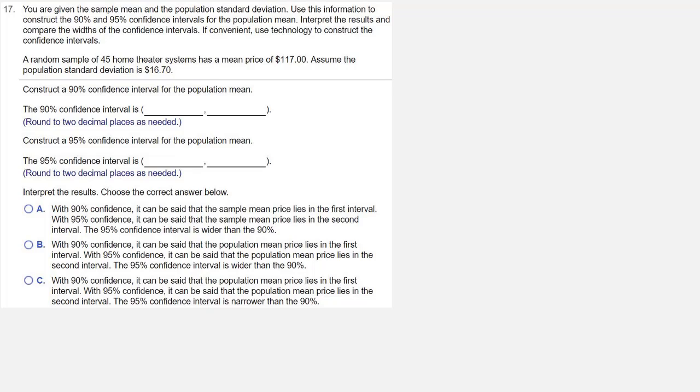A random sample of 45 home theater systems has a mean price of $117. Assume the population standard deviation is $16.70. So the first thing we have to do to construct the 90% confidence interval is to find the error. If we have a confidence level of 0.90, the ZC value is 1.645.